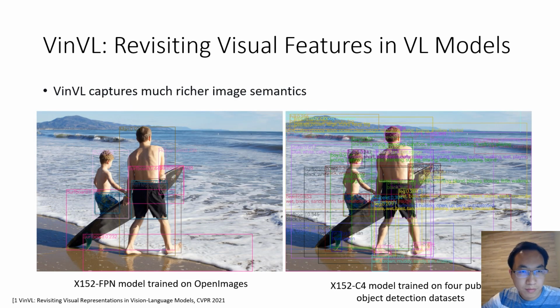This is the VinVL paper. It's a paper in CVPR this year. So essentially, VinVL is about a much stronger object detection backbone, which can capture much richer image semantics, such as richer visual concepts and attribute information. As you can see in this picture, the detected bounding boxes on the right side, which are used by VinVL, when compared with the bounding boxes detected on the left side, nearly cover all the semantically meaningful regions. And as shown in this paper, this is very useful for vision language tasks.